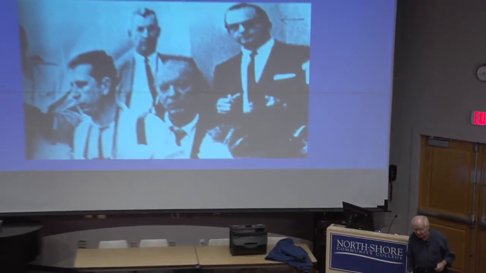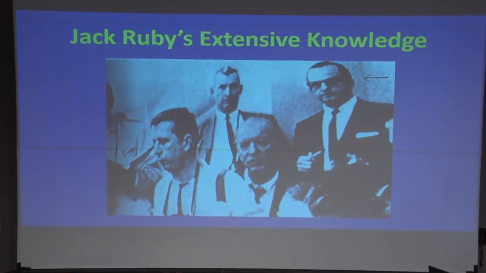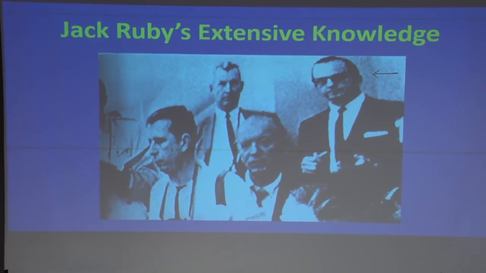Okay, so I think that's the one more. This is the assassin of the assassin, Jack Ruby. Jack Ruby is everywhere at the time of the assassination. He's down in the front of the Dallas Book Depository.